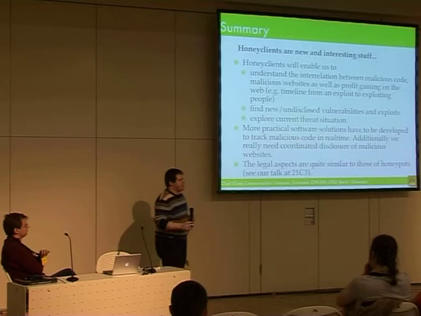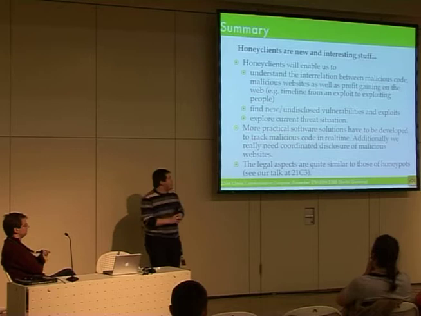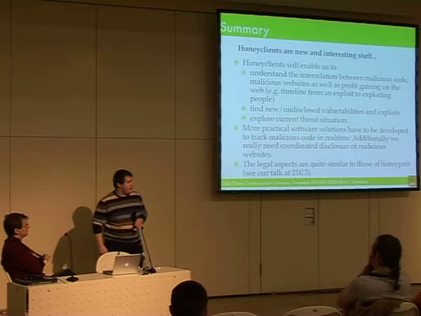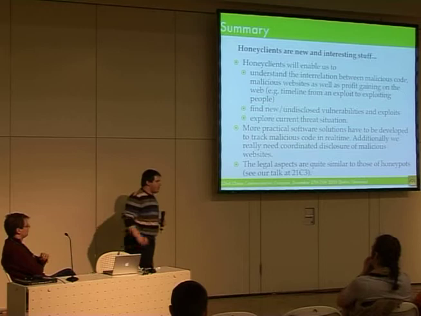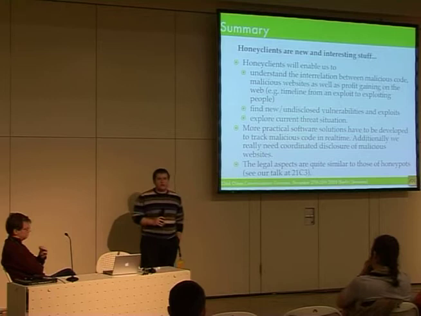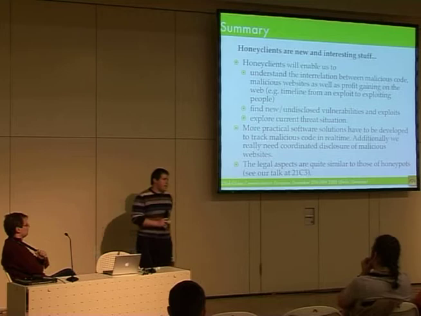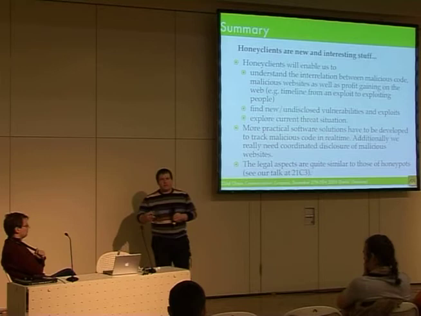I think this WMF exploit we were just seeing the other day is a good example for this. In my opinion, it usually takes less than a day, but we still don't have certain fixed numbers about it. Okay, then I think also honey clients could enable us to find undisclosed or new vulnerabilities. This is always an ultimate goal for us, the good guys, obviously. Then it can help you to explore the current threat situation, because it will give you an overview of the things that are actually currently happening.